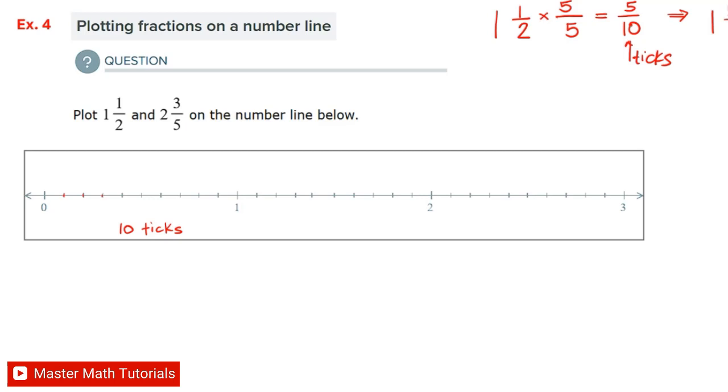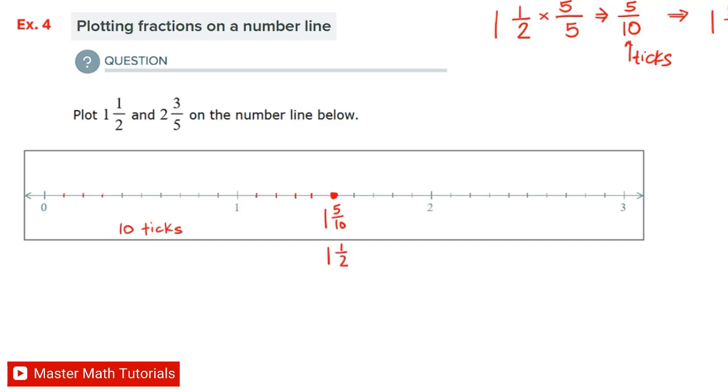We can locate the position of 1 and 1/2, or 1 and 5/10. So starting from 1, we move 5 ticks to the right. 1, 2, 3, 4, 5. This will be the position of 1 and 5/10, or 1 and 1/2.